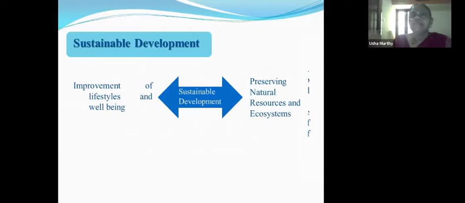Basically, if you want to represent sustainable development, it means improvement of lifestyles and well-being, which leads to development, and it should be sustainable so that we preserve the natural resources and the ecosystems for the future generation also.